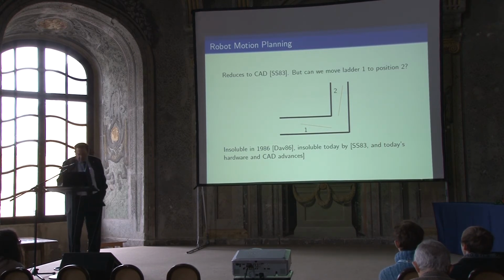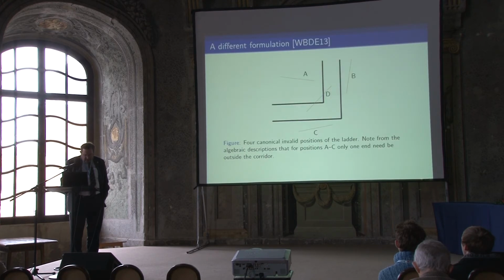So, almost 30 years of hardware and software haven't helped us. So I challenged my students with this one, and David Wilson came up with a different formulation. This is the same problem, but he said, let's not do it the way Schwartz-Sharir did. Let's write down a different set of equations. Obviously, it's the same problem, but a different formulation. So basically, 4 things can go wrong. You can't put the ladder here, you can't put the ladder here, you can't put the ladder here, and the trickiest one is you can't put the ladder here. Both its ends are valid, but the middle is not.